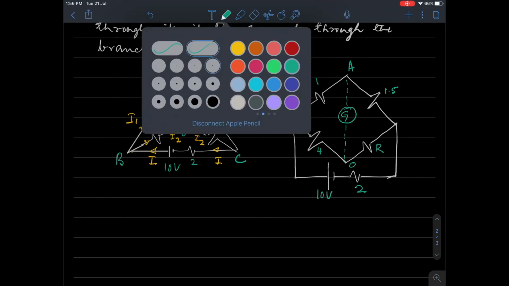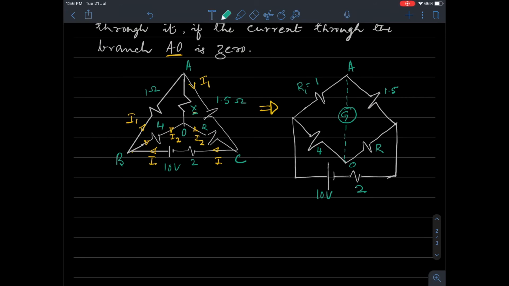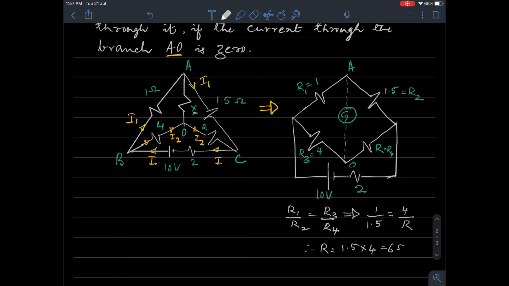So if you can remember the formula, we write the formula like this. We write this as R1, this is my R2, this is our R3, this is our R4. So we write the balance equation for Wheatstone bridge. Bridge under balance means the galvanometer doesn't carry any current. So we say R1 by R2 equal to R3 by R4. This has to be true. So by substituting the values, what we get is 1 divided by 1.5 equals, R3 is 4 and R4 is capital R. Thereby, capital R is equal to, on cross multiplication, 1.5 into 4, 6 ohms. That's it. We are able to get R.